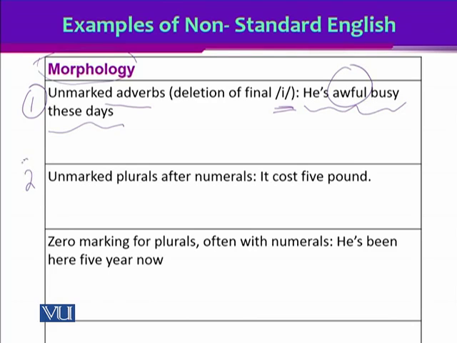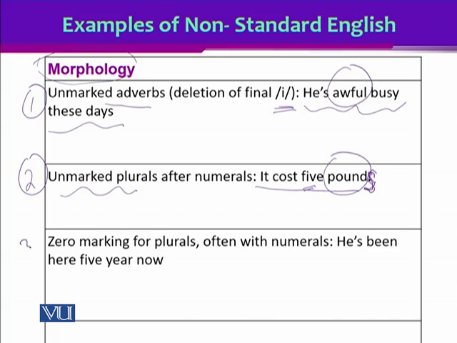With this, we come to the second example. In the second example, we find unmarked plurals after the numeral. Notice the example, "It cost £5." After the numeral 5, when pound is used, it should be in plural using S. But this S is missing here. And this is again a non-standard usage.